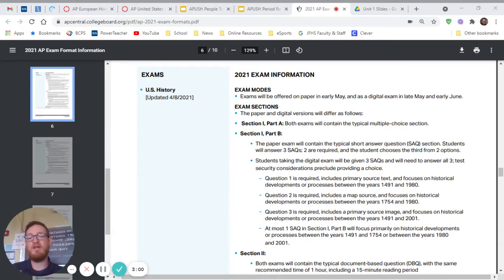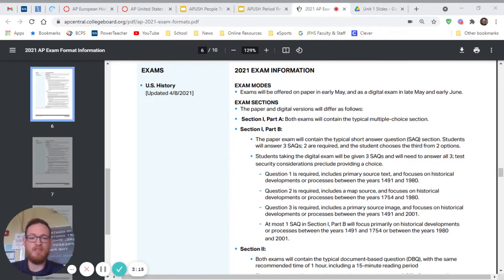So again, really focus on the content, because if you have a good grasp on the content, then the rest of all this is easy. The multiple choice is easy and all of that is easy if you have a good understanding of the content. So let's actually look, first of all, at what the exam is going to look like this year.